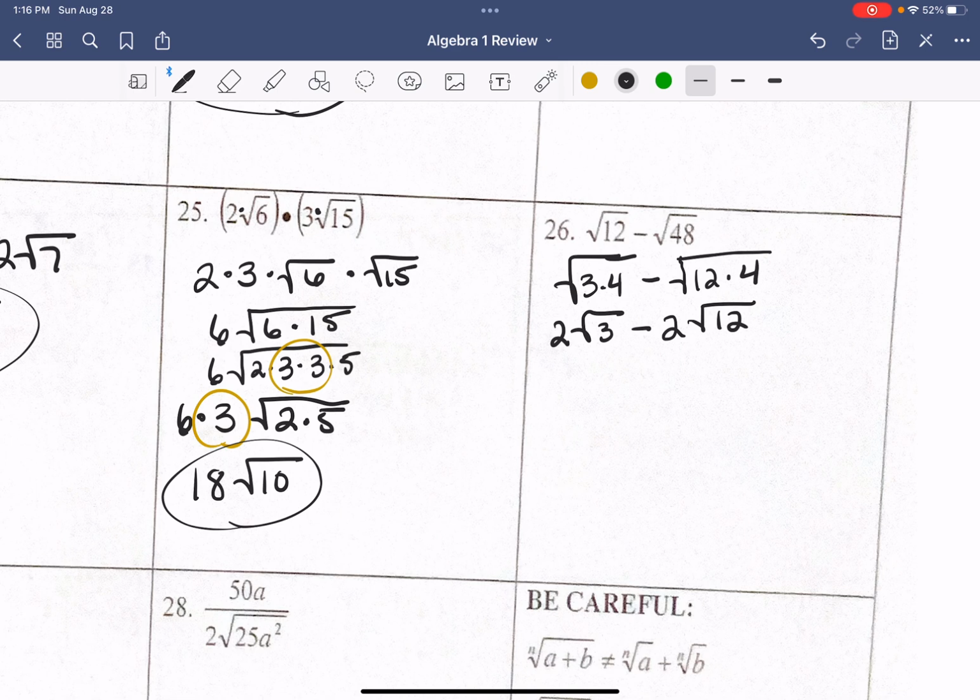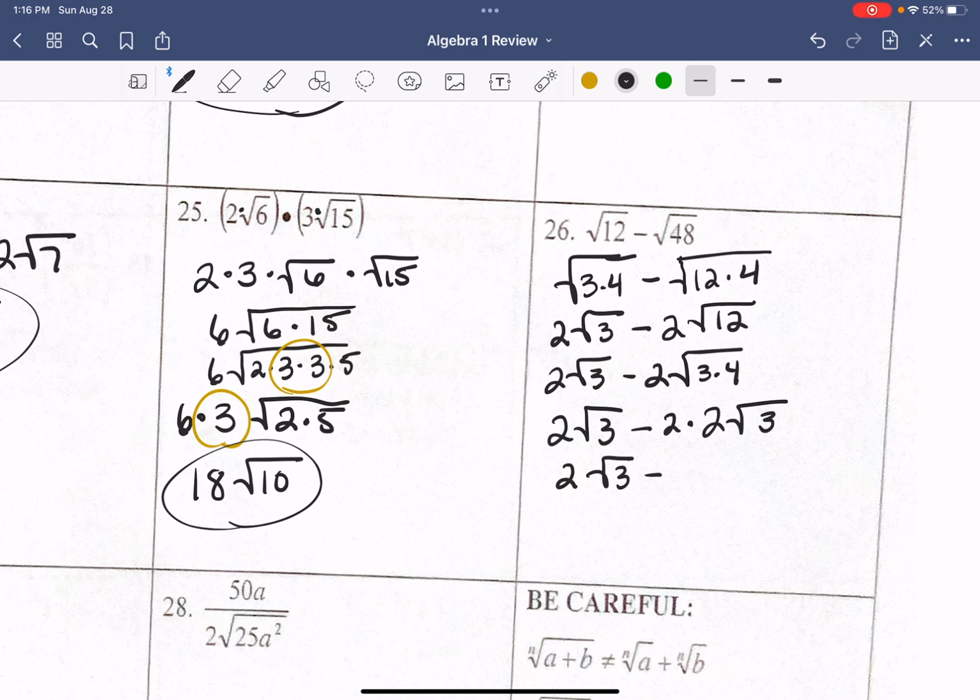12 is, just like we said a couple seconds ago, 3 times 4. So we're going to have the square root of 3 times 4. We can take the square root of 4 out of there. So we have 2 square root of 3 minus 2 times the 2 that we just took out times the square root of 3. Simplify this: 2 square root of 3 minus 4 square root of 3. And now these are like terms, and this turns into negative 2 square root of 3.